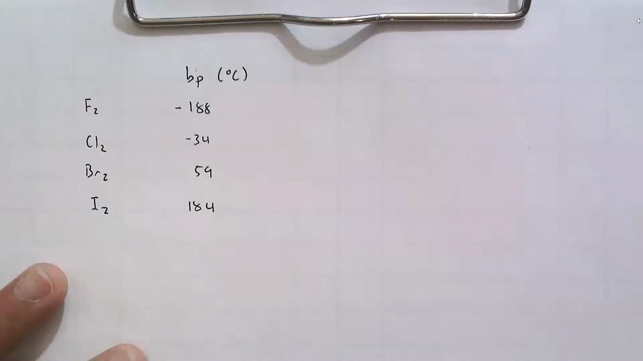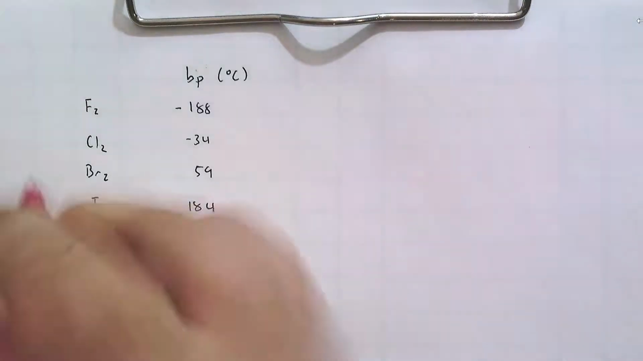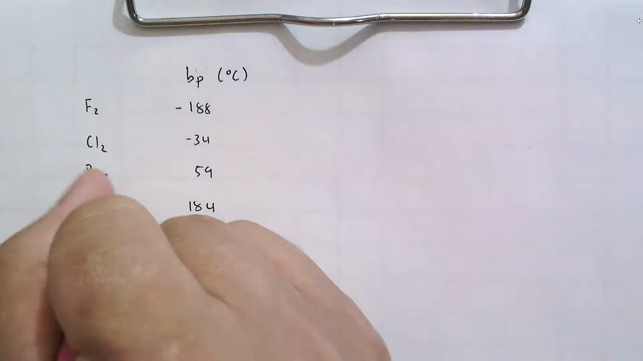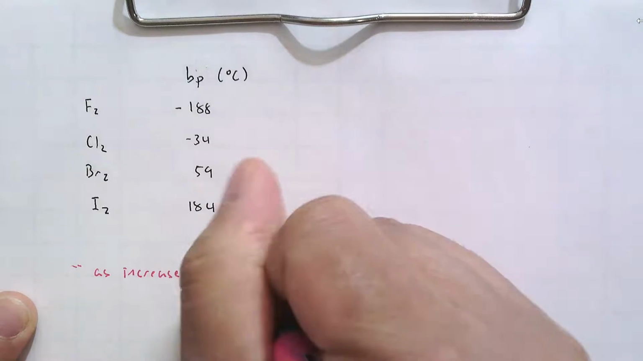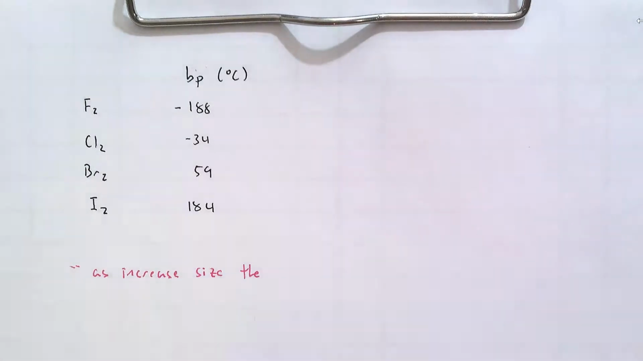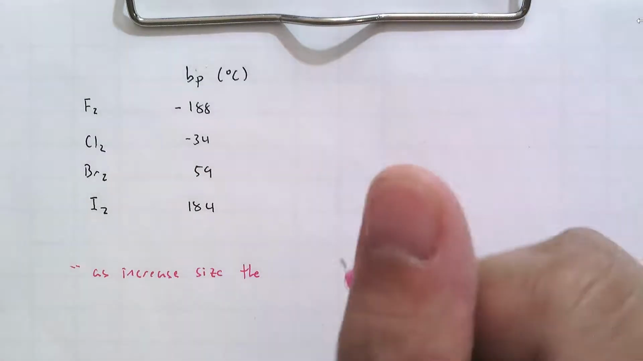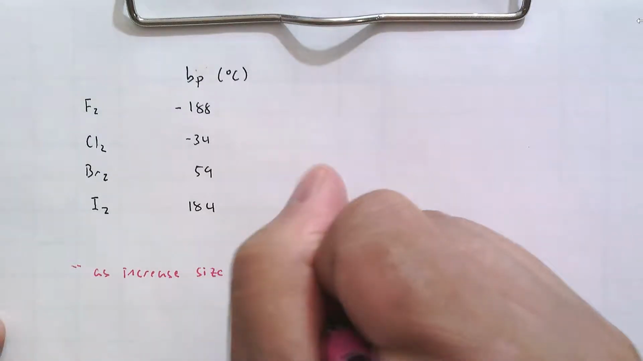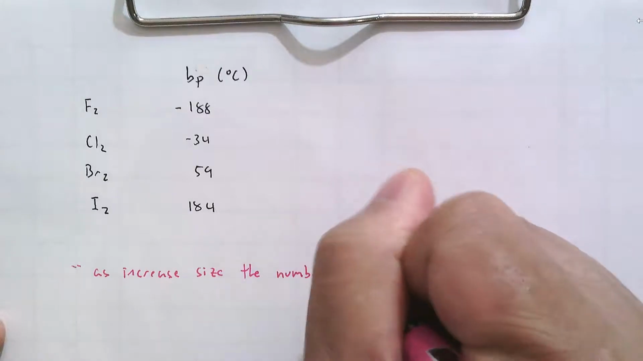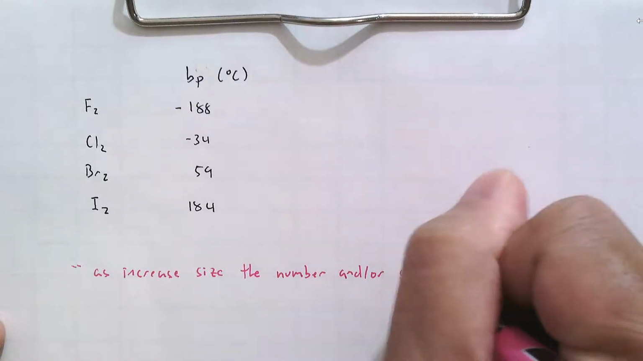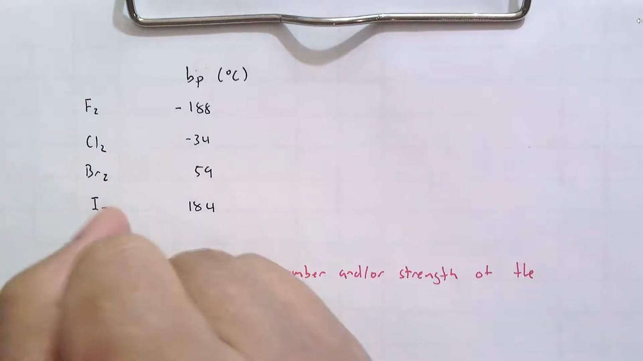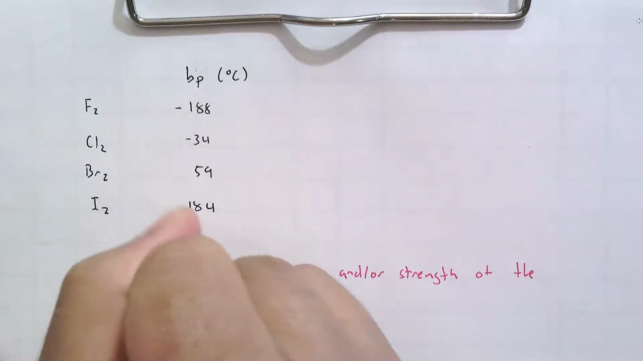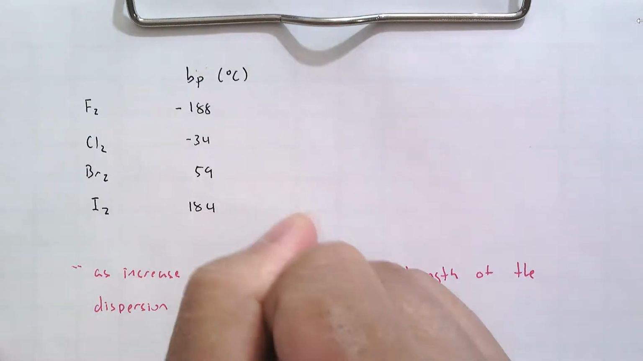The boiling points go up because of size. So here's another phrase that I want to remember. As size increases, the number, or should I say the number and/or strength, of the dispersion force increases.